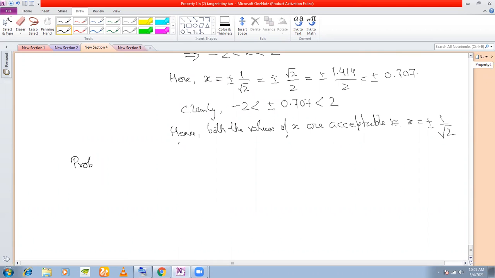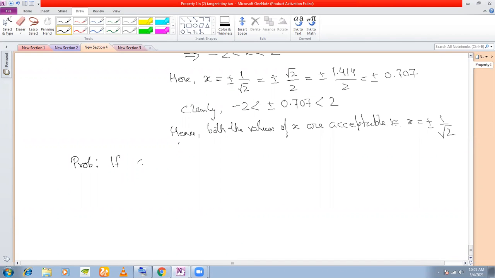Move on to the next problem then. This is from your IC actually, this problem. Well, not an IC question. The IC question I'll discuss a little later. This is a different question here.